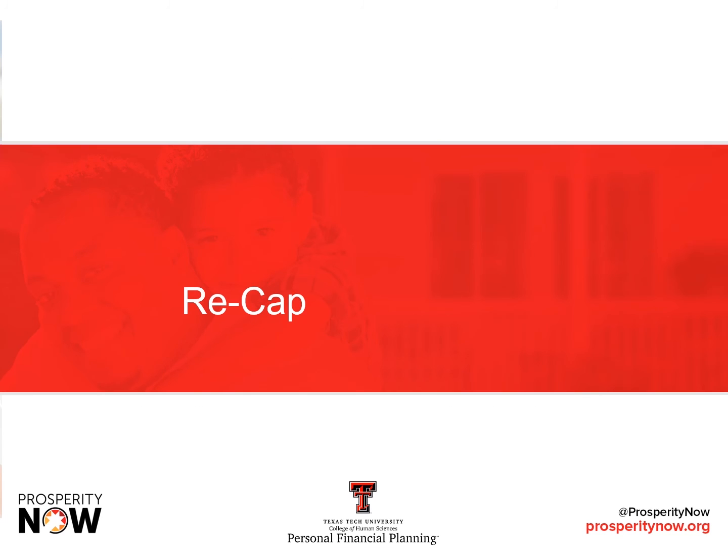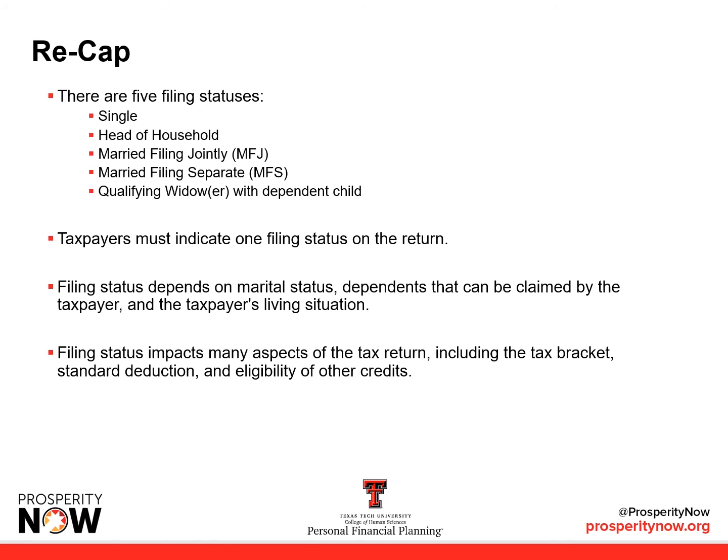So let's recap. There are 5 filing statuses: single, head of household, married filing jointly, married filing separately, and qualifying widow or widower with dependent child. Taxpayers must indicate one filing status on the return. Filing status depends on marital status, dependents that can be claimed by the taxpayer, and the taxpayer's living situation. Filing status also impacts many aspects of the return, including tax bracket, standard deduction, and eligibility for other credits.